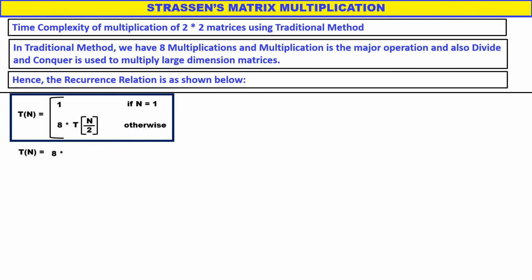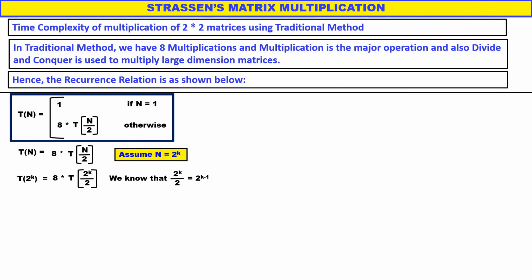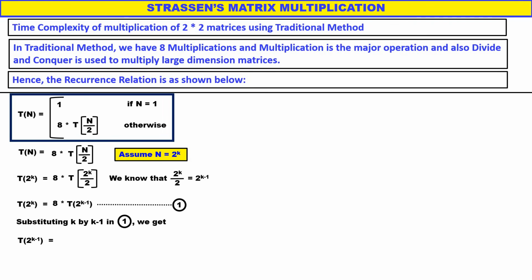So, we will assume n is equal to 2 to the power of k. So, this is nothing but t of 2 to the power of k divided by 2. We apply indices and we know 2 to the power of k by 2 is 2 to the power of k minus 1. So we write this as 8 into t of 2 to the power of k minus 1. This we call equation 1. Now substituting k by k minus 1 in 1, we get t of 2 to the power of k minus 1 is equal to 8 into t of 2 to the power of k minus 2. We call this equation 2.